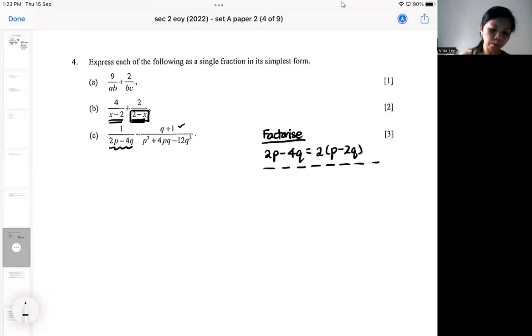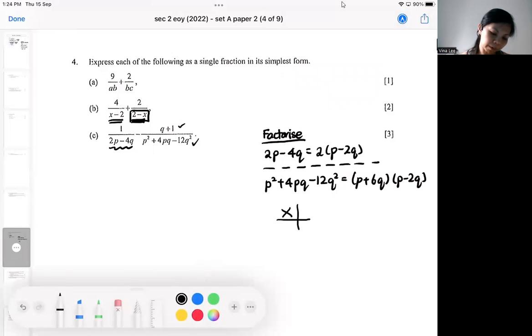q plus 1, nothing to factorize. So obviously, the bottom part got a lot to factorize. So this one is 3 terms. So this one is the cross method or the box method, whichever you are using. So for this one, you will be getting p plus 6q, p minus 2q.